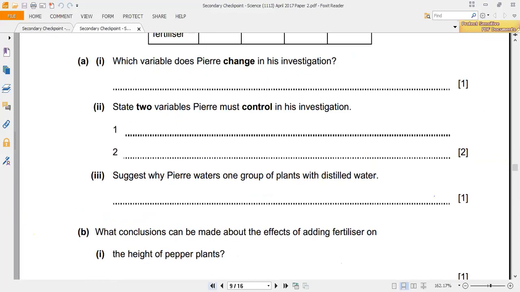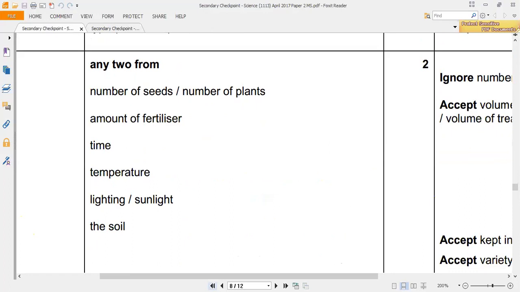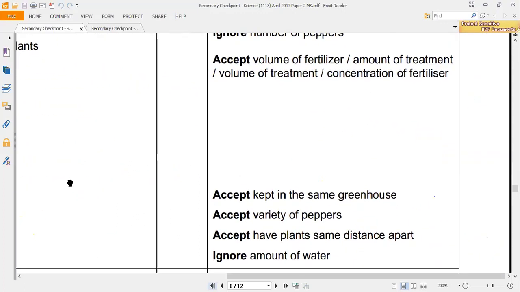A(ii): State two variables Pierre must control in his investigation. It's the same question in the same year, a repeated question, because he's asking here about the controlled variable. In paper one, he also asked about the controlled variable. You can mention anything that should be kept constant: number of seeds, number of plants, amount of fertilizer, time, temperature, lighting, light intensity, soil. Also, it will be accepted if you mention volume of fertilizer, the same greenhouse, variety of peppers, same distance apart. If you say amount of water, it will be ignored; the answer will not be accepted.